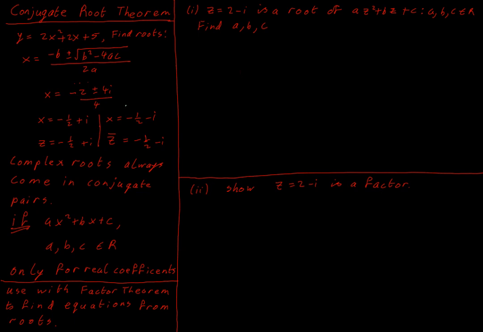Now what should jump out at us here is that the minus b formula automatically gives us a conjugate pair, because we have plus or minus the imaginary part. Plus or minus the imaginary part is exactly what we do to create conjugates of our complex numbers. So this tells us, because the minus b formula is where we're getting our complex roots from, that complex roots are always going to come in conjugate pairs.